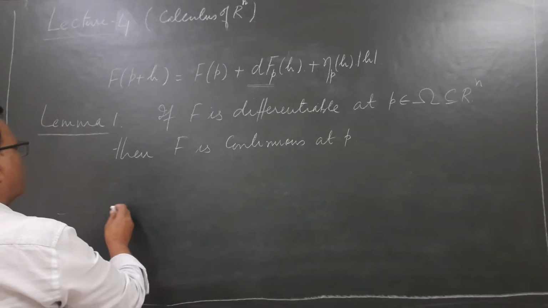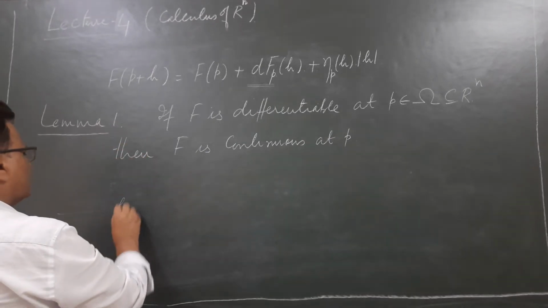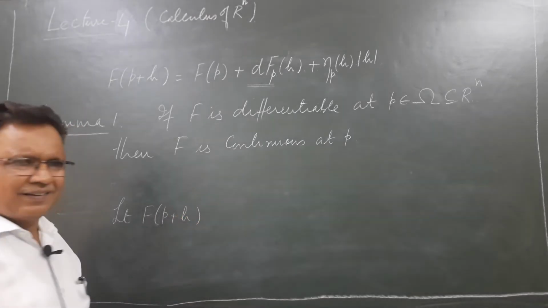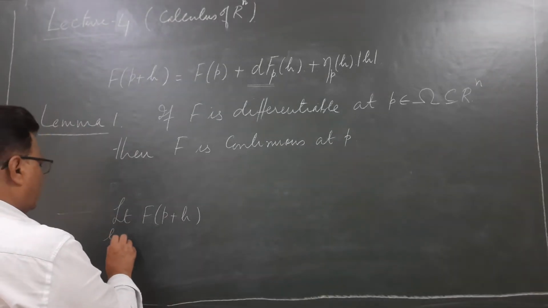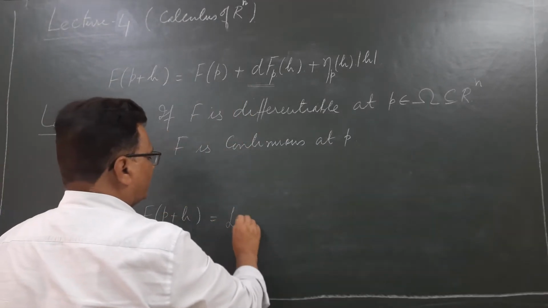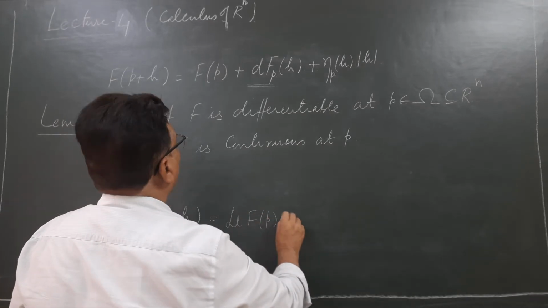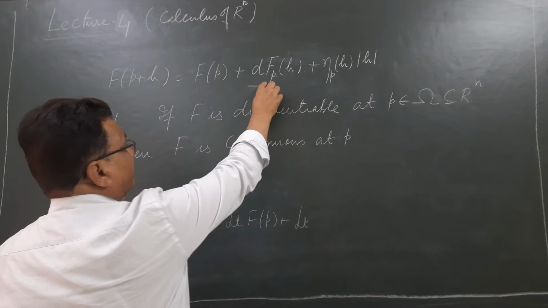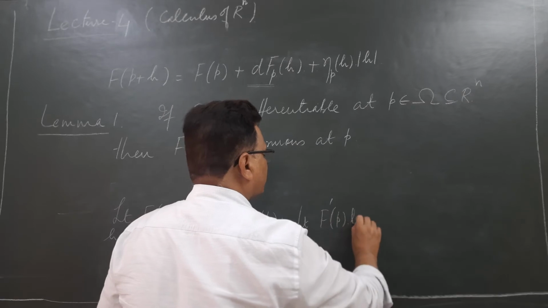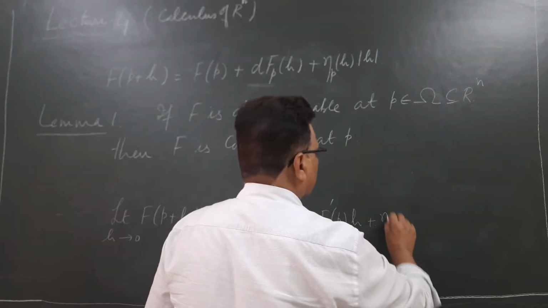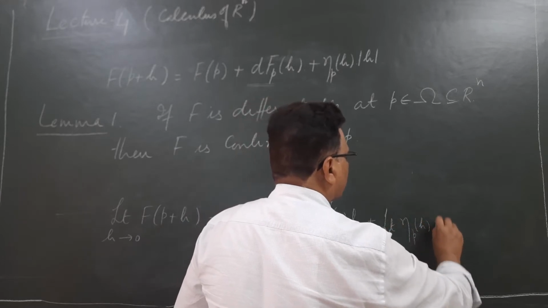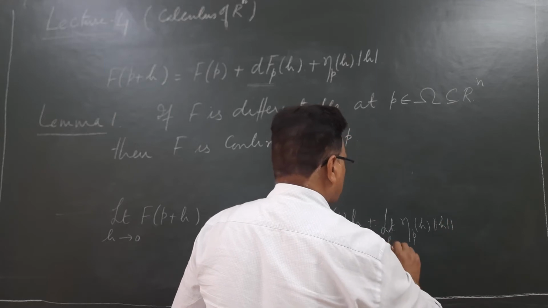So, checking is easy. If it is continuous, then the limit of f of p plus h must be equal to f of p. Is it right? So, I will consider this limit. By this defining equation, it will be the limit of f of p plus the limit of dfp h, which I have already shown you is f dash p into h, plus the limit of eta p h into modulus of h, as h tends towards 0.